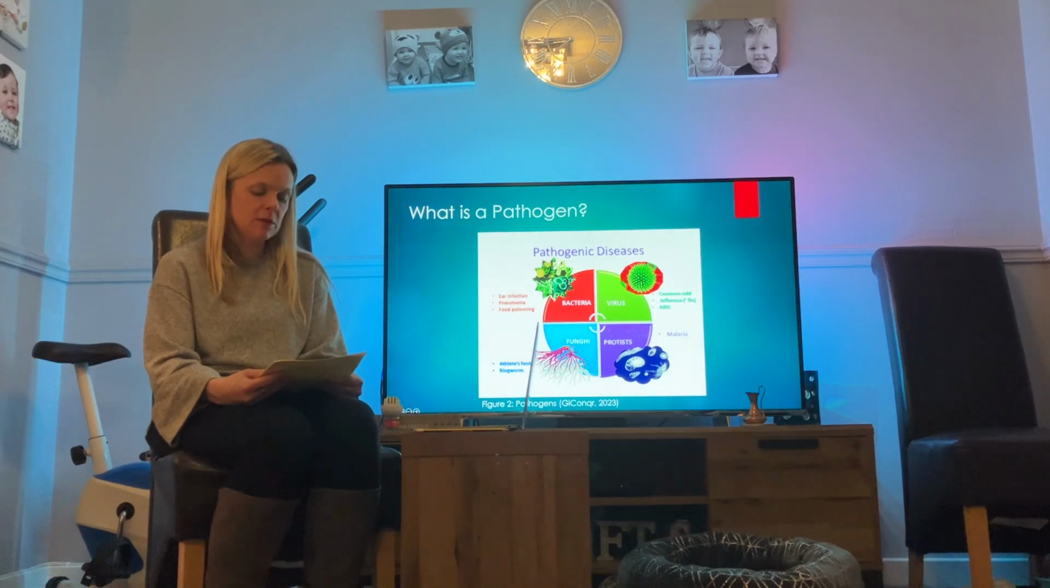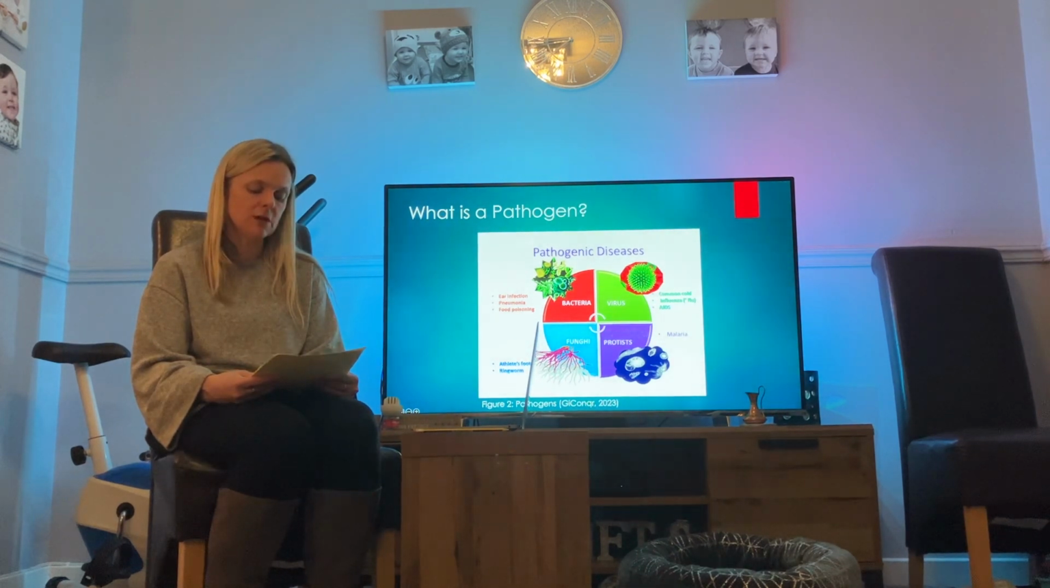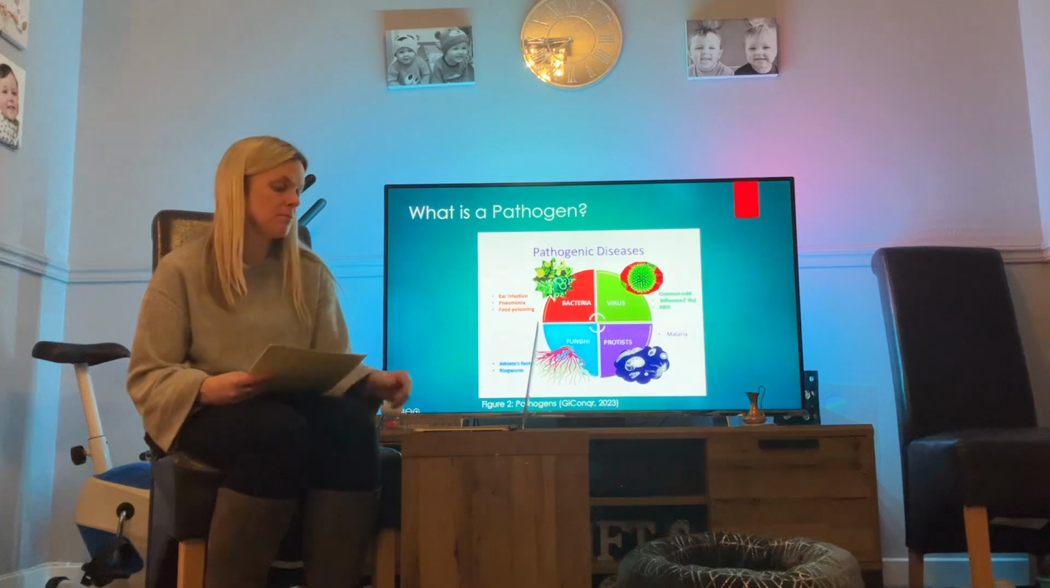Viruses are also pathogens. They enter the body and infest cells which they use as a host to survive and replicate. Viruses cannot survive without a host. COVID-19 and the common cold are examples of viral infections. Fungi cause infections such as ringworm and yeast infections. And lastly, parasites cause infections such as malaria.